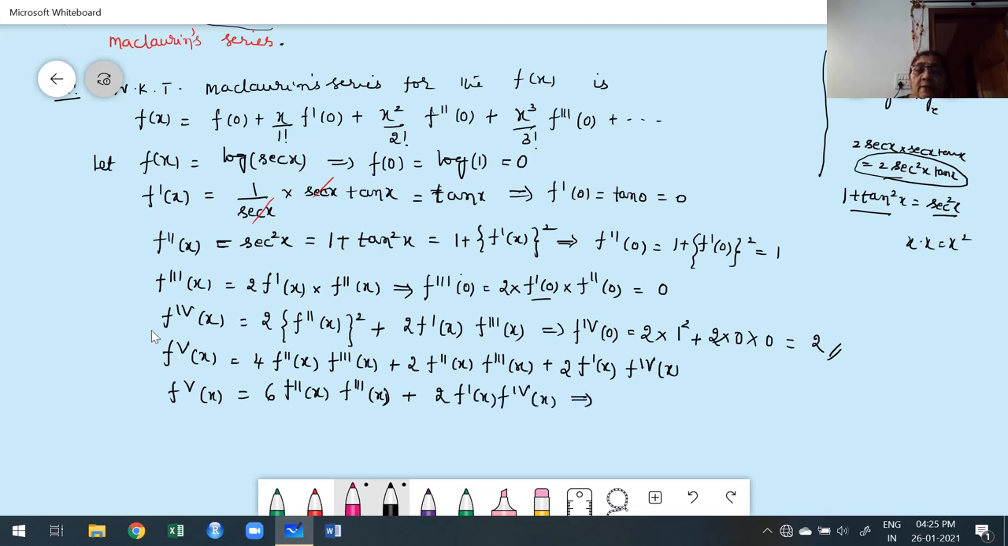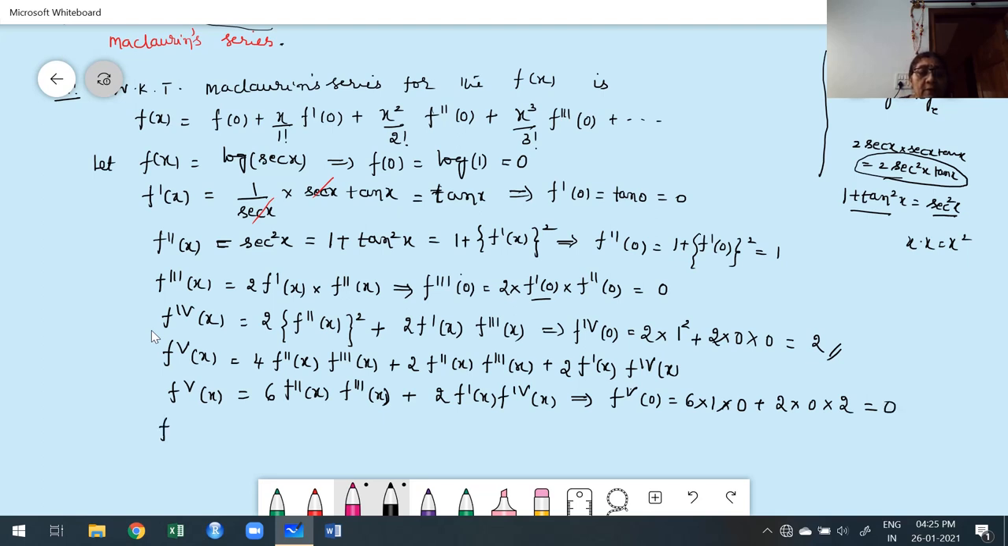That implies, what is my fifth derivative at 0? 6 into f''(0), which is 1, okay, fine, into f'''(0), which is 0. Plus 2 into f'(0), which is 0, but the fourth derivative is 2. But totally, the sum must be 0.